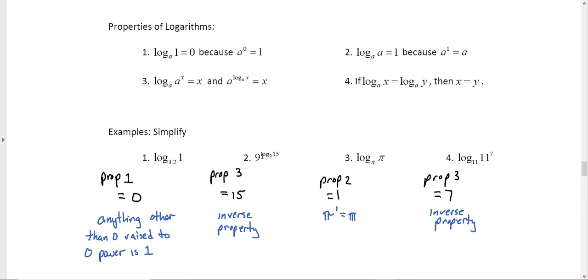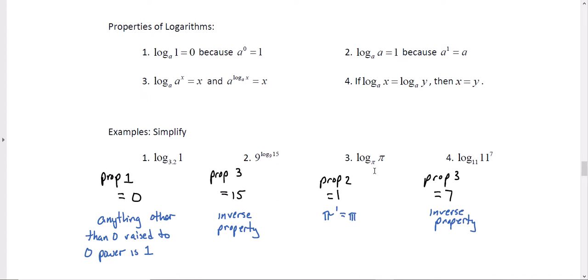The base of 9 and log base 9, they're inverses of each other, so they undo the work. It's like adding 3 and then subtracting 3. So 9 to the log base 9 of 15, using property 3, will give us 15. We call this the inverse property.